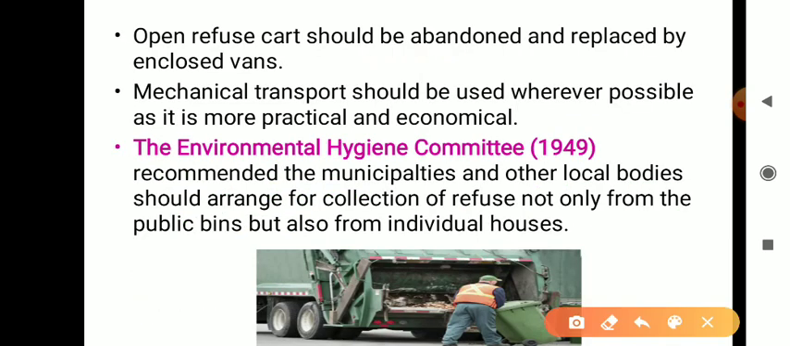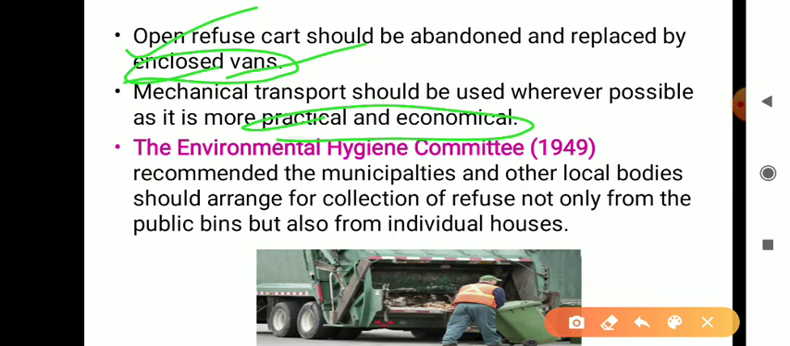Next, the open carts that were being used for the collection of waste have to be replaced by closed vans. The van should not be open, it has to be closed. And mechanical transport should be used whenever possible, so it will be more practical and economic. According to the environmental hygiene committee, it has recommended that the municipalities and local bodies have the responsibility of collecting the waste from individual houses, not only from the public bins.